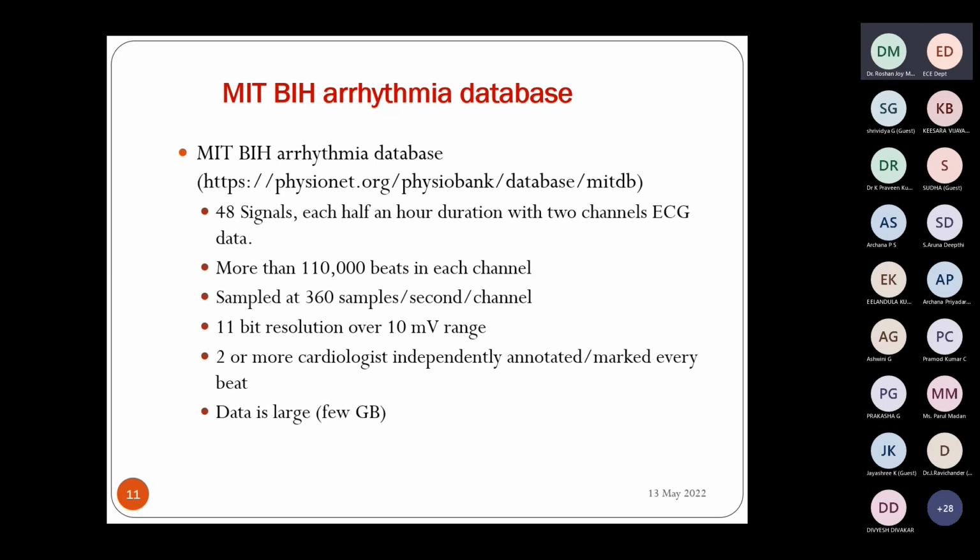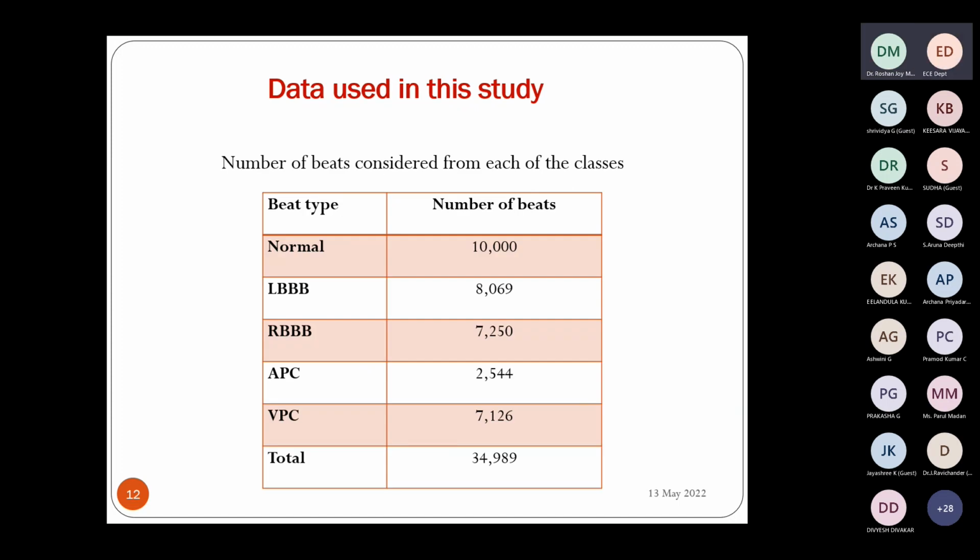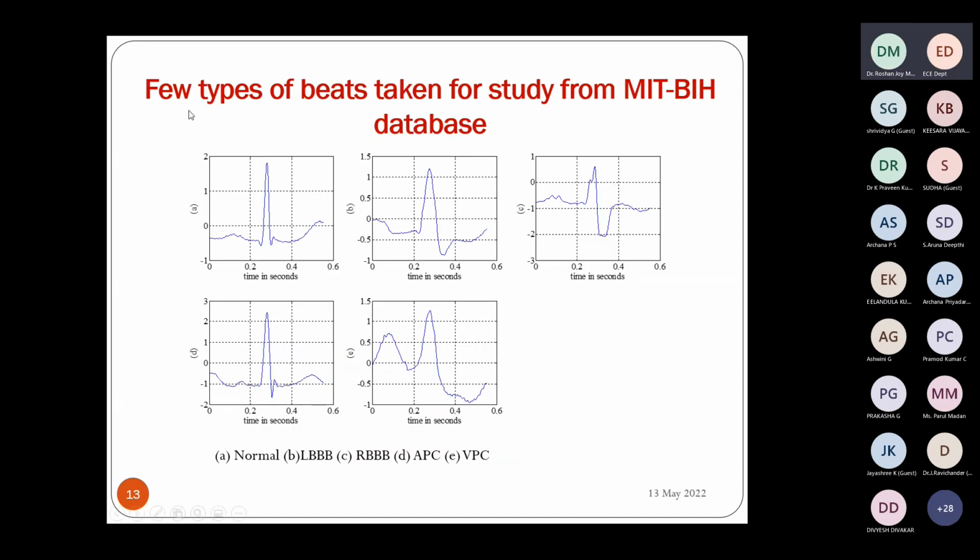So in total we'll have more than 1 lakh beats in that ECG, and some samples are taken from this ECG and considered for the analysis. 10,000 beats are considered in the normal class, then left bundle branch block another 8,000, and so on. And totally 34,989 beats are considered in this study. So the 5 beats can be represented like this.